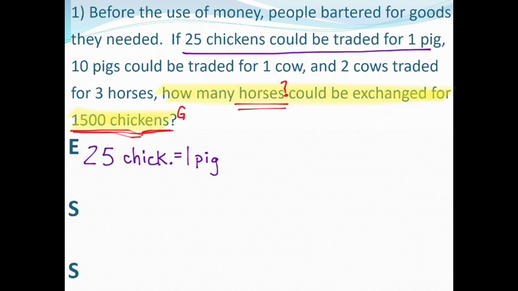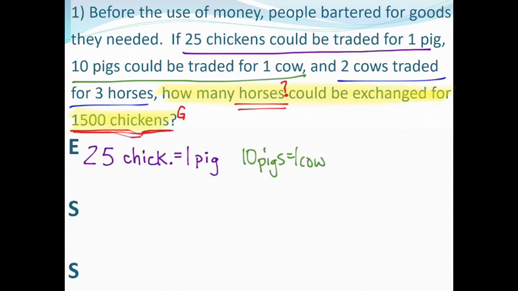So I got my first equation there, and then 10 pigs can be traded for 1 cow. So 10 pigs equals 1 cow. And finally, 2 cows can be traded for 3 horses. So 2 cows equals 3 horses. And that seems like all the information that I was given in my problem. So I'm hoping this is enough to get me to my answer.